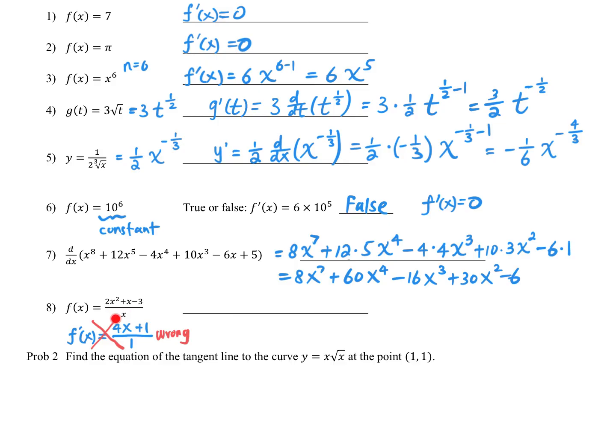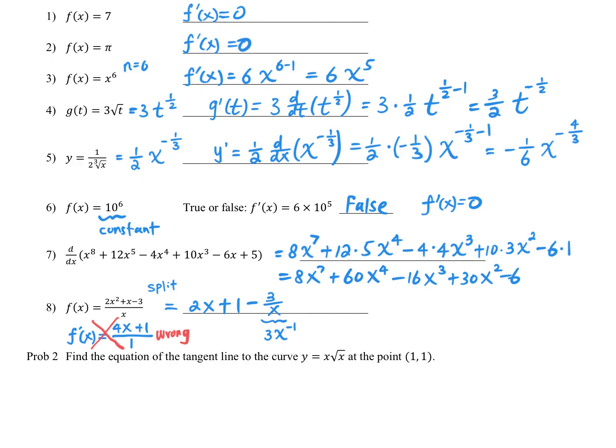The reason we can do that is the denominator is just a single term x, right? So therefore we can split it. So we're going to split so that the first term will be 2x squared over x, which is 2x. The second term will be x over x, which is 1. And the third term will be 3 over x. And this 3 over x can be considered as 3 times x to the negative 1.